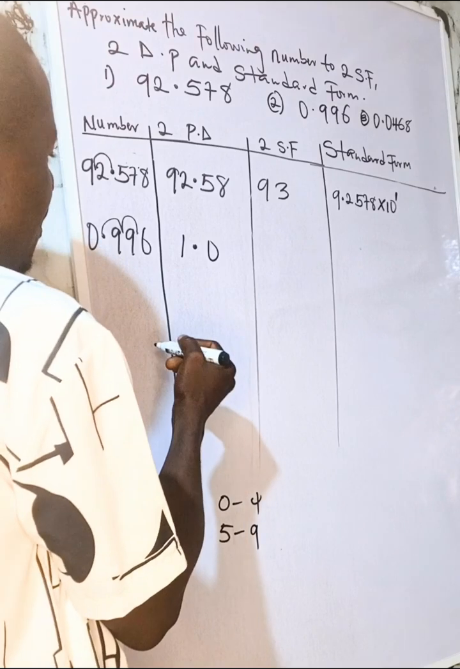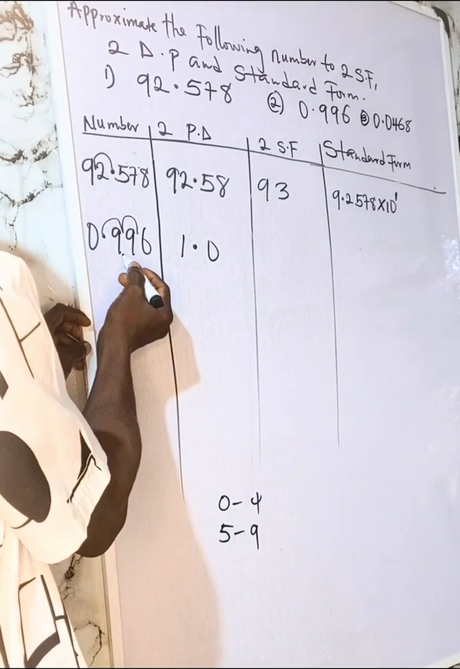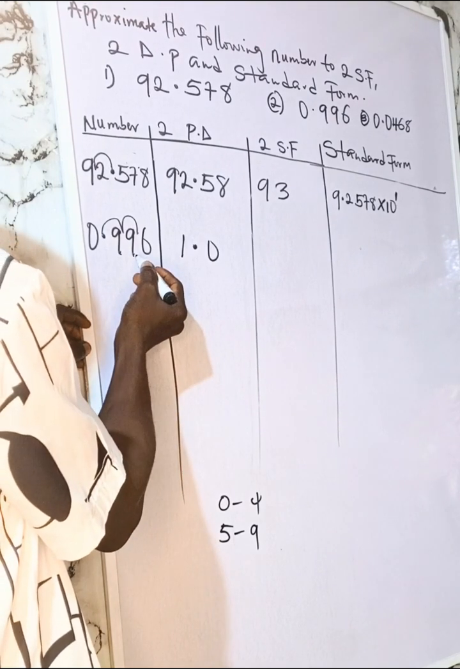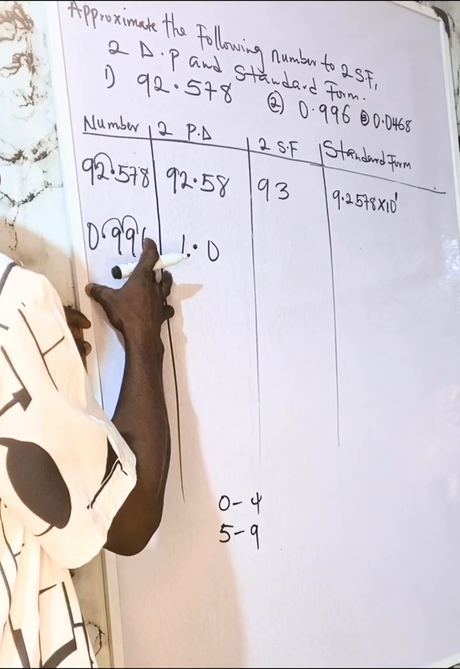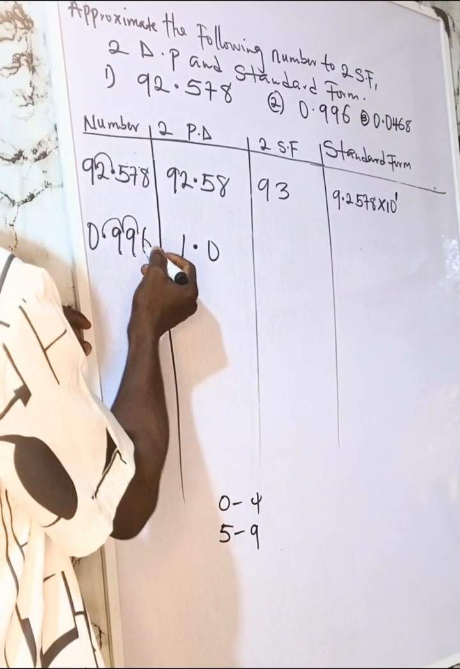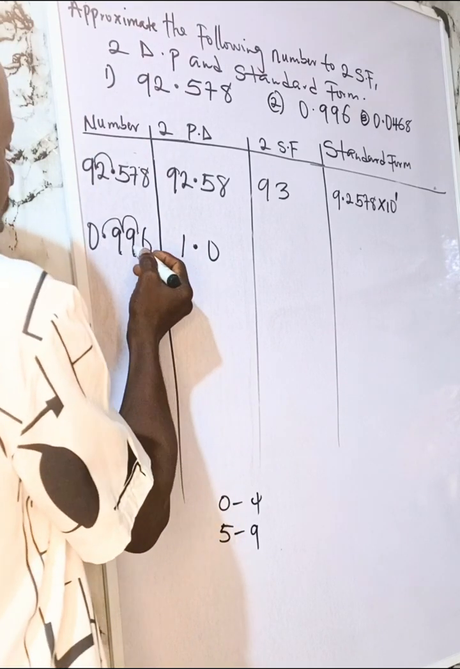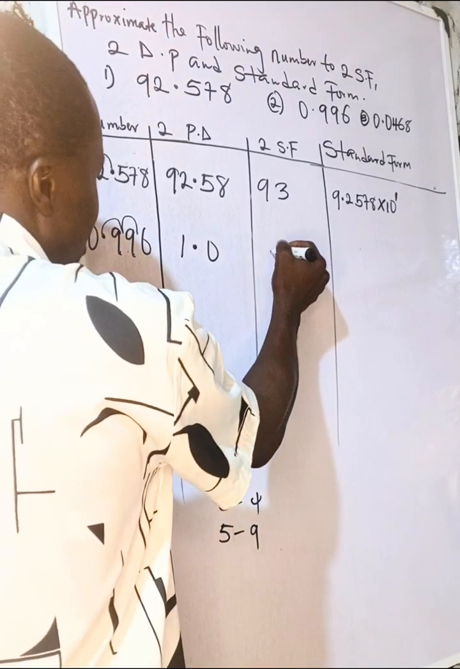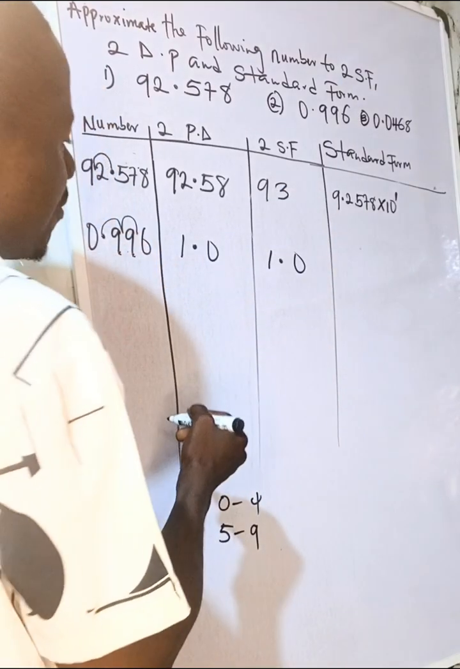1.0. Then for significant figure, this is my first significant and this is my second significant. Since I stopped here, the number in front is 6, and it belongs here. So I will carry it and call it 1. I'll add it to 99. It will give me 100. Then I will shift the 1 here. It means we are having equal value, as in standard form and significant figure.